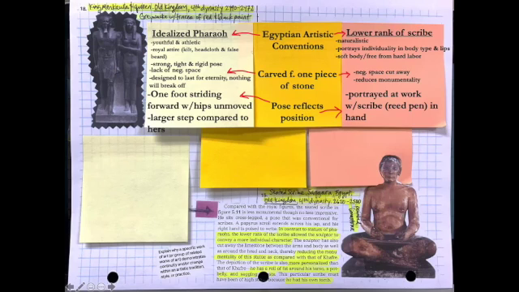All right, and then the seated scribe, he is portrayed at work. So he is holding a scribe, which is a reed pen in his hand, and his papyrus to start writing.